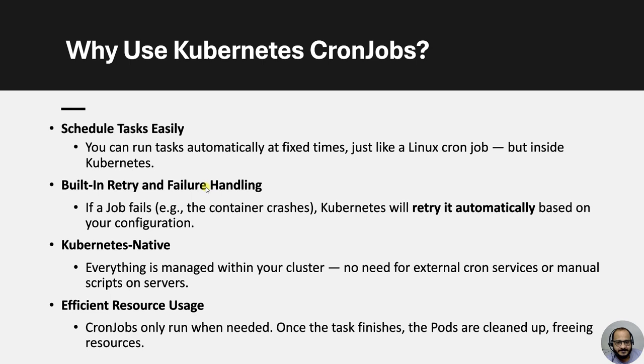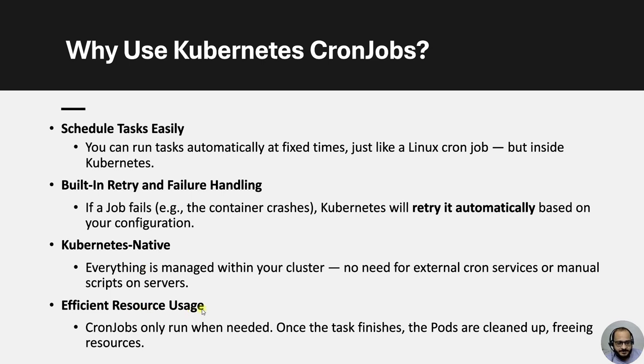If a job fails, Kubernetes will retry it automatically based on your configuration. Like you have defined multiple attempts, 3, 4, 5, whatever number you have defined. If you have not set up any backoff limit, then it will continuously retry your jobs until they succeed. Another one we have is Kubernetes native. Because this is a built-in part of the Kubernetes cluster, you don't need any external cron services for your tasks, and you don't do any manual activities as well.